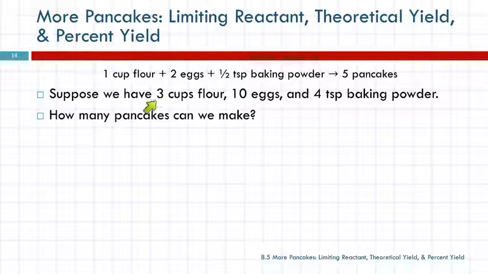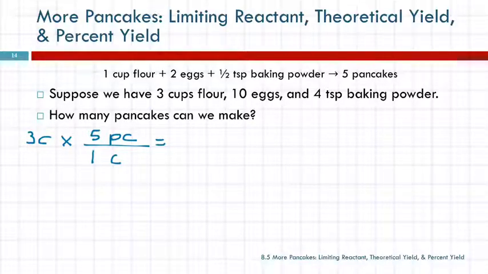Well, from 3 cups of flour, how many pancakes could we make? 15. So what we're doing there is we've got 3 cups of flour times 5 pancakes, I'm going to call them PC, per 1 cup of flour. And so we could make 15 pancakes from 10 eggs.